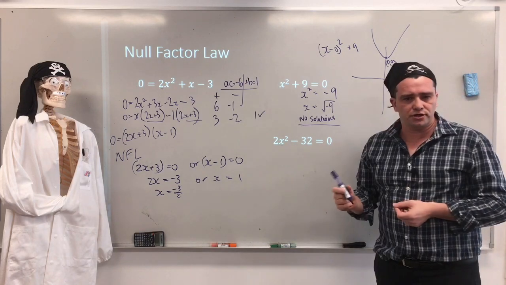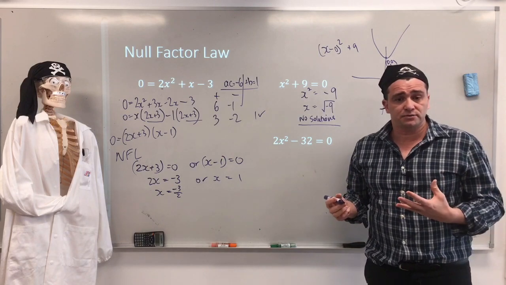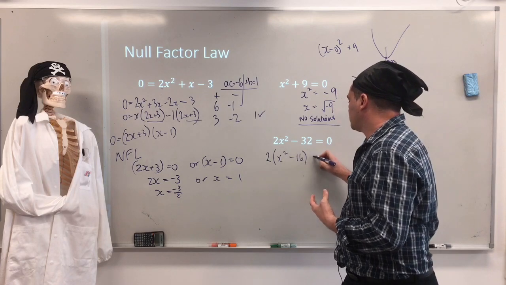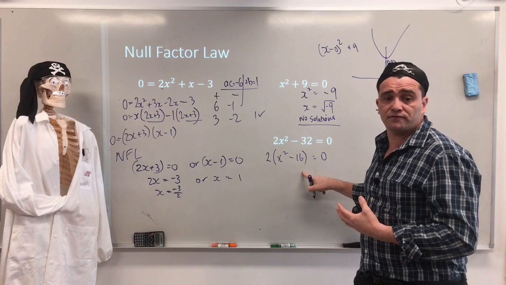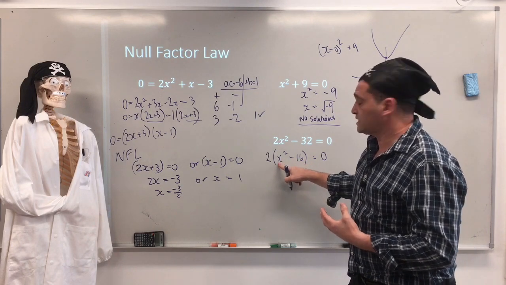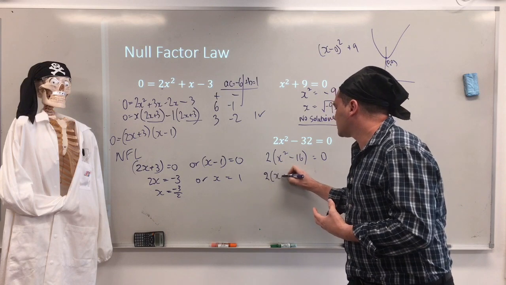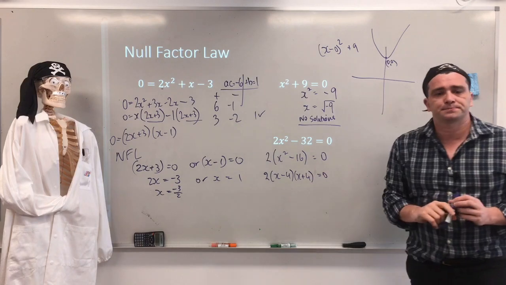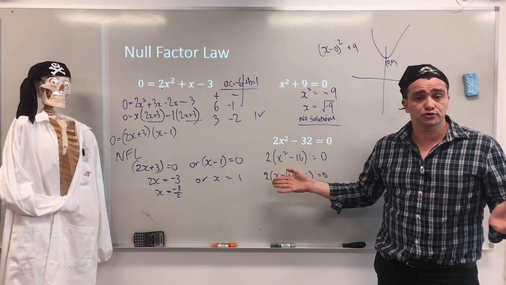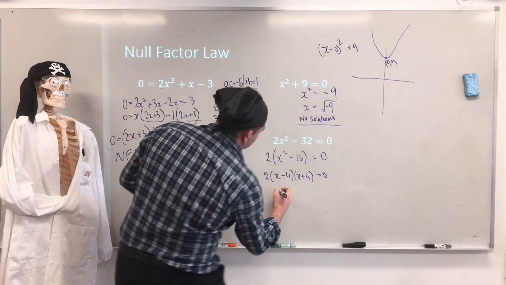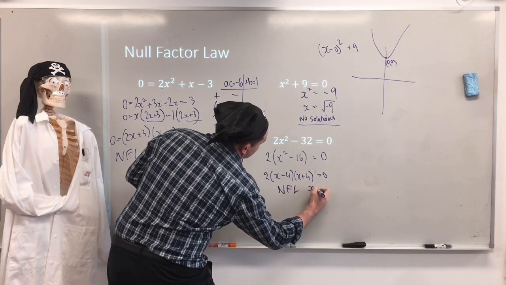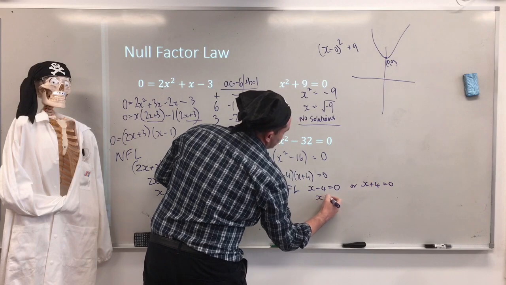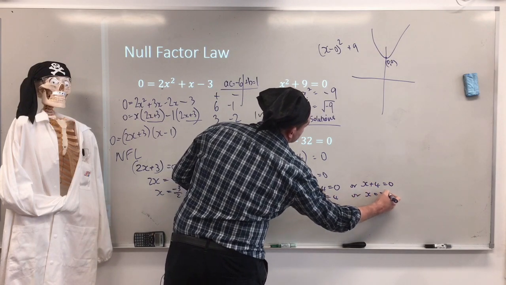What about here? 2x squared minus 32. Let's see what factorization we can do initially. We've got a 2 outside of x squared minus 16 equals 0. Now we have our difference of two squares. We've got 4 squared and x squared. So we've got 2 times x minus 4, x plus 4 equals 0. Now, 2 can't be equal to 0 because 2 is 2. So using our null factor law, x minus 4 equals 0, or x plus 4 equals 0, so x equals 4, or x equals negative 4.